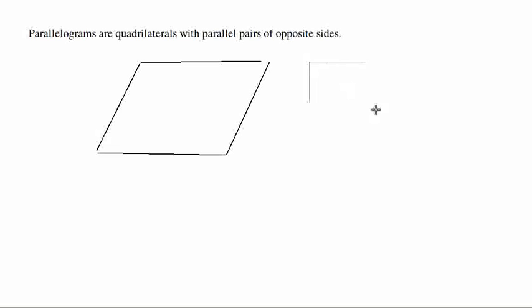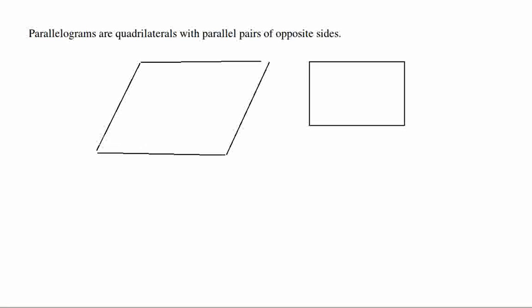A polygon, you may recall, is a figure in a plane with straight line segment edges. All right, let me draw an example of a parallelogram. All right, and let me draw another example. So you will notice both of those examples have opposite sides that are parallel, both pairs of opposite sides.